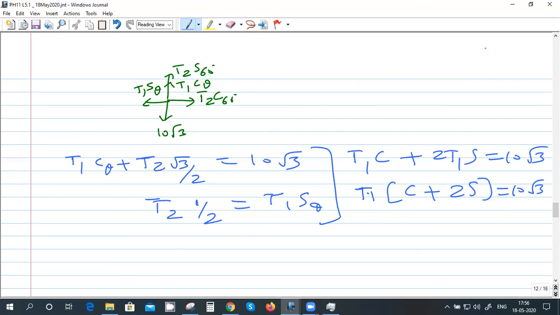When you have a combination of cos plus sine or sine plus cos, and you want to find the maximum and minimum of it, there is a standard way of doing it, right? Yeah. What is that way?